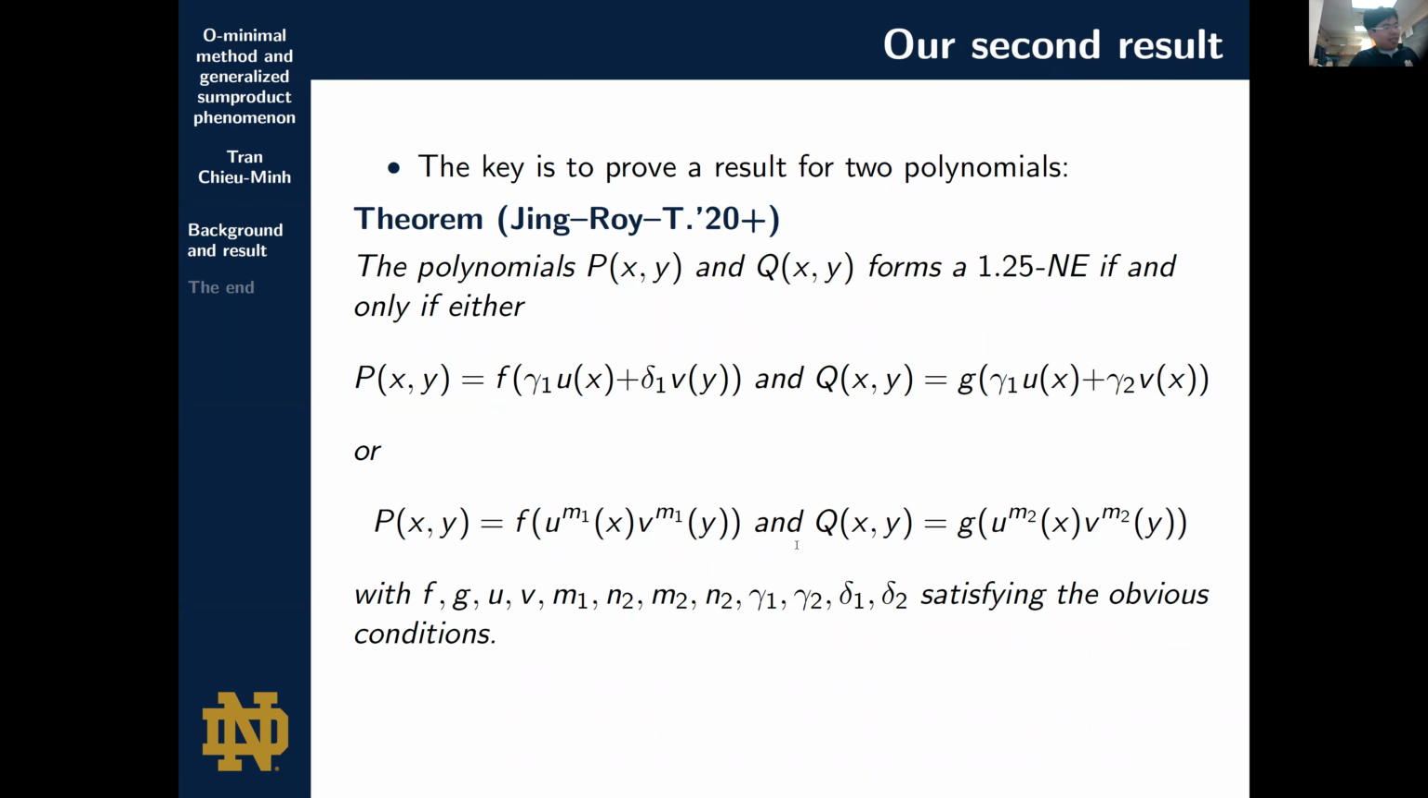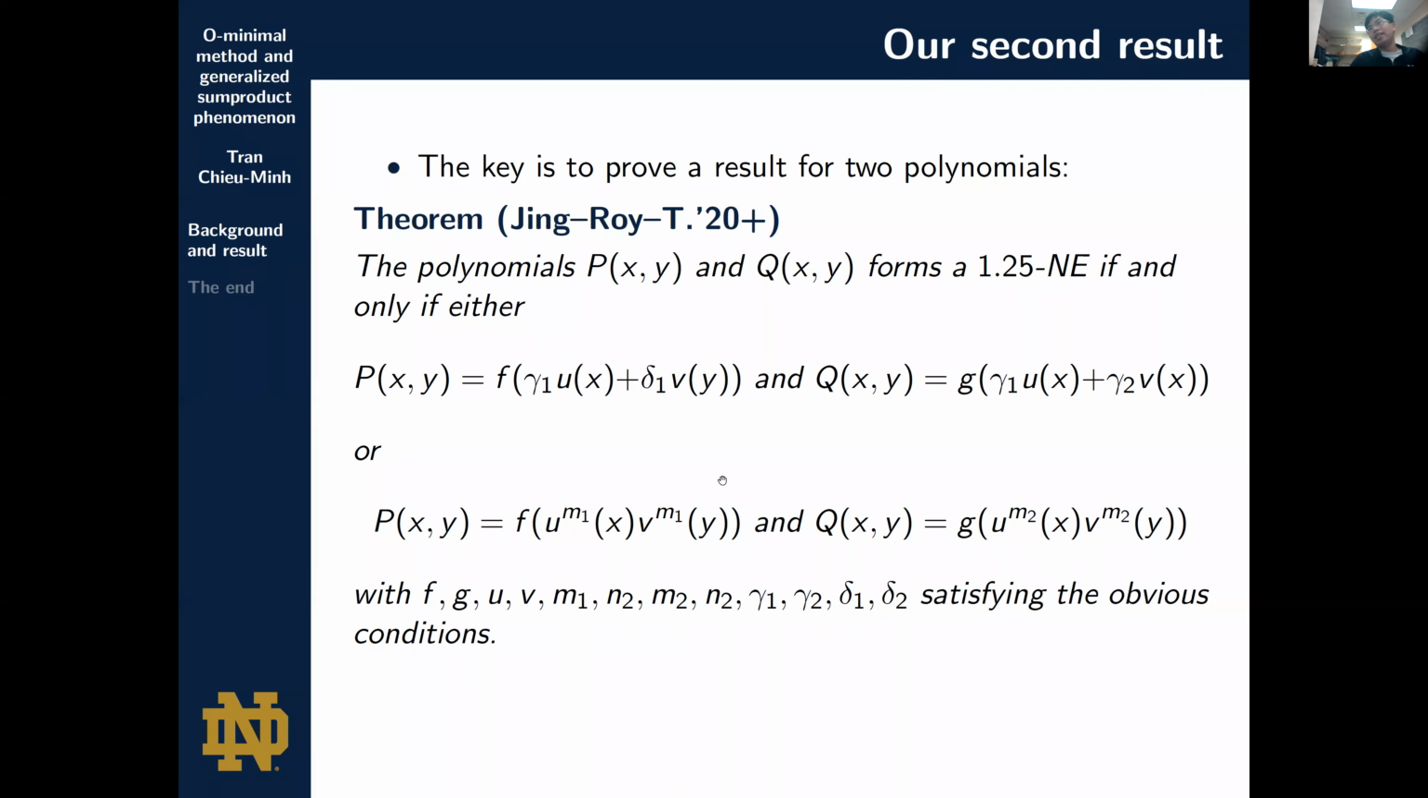And in some way, this is the correct conclusion that one should expect. So one thing that is a bit surprising is that in order for us to prove this symmetric result, we need to prove a result for two polynomials. You want to show that P(x,y) and Q(x,y) form a 1.25 non-symmetric expanding pair if and only if they are either of the additive form or of the multiplicative form. Sorry, there's a typo over here. This should be delta. This is gamma 2 and this is delta 2. So the inner part of this needs to look reasonably similar to the inner part of this, with f, g, u, v only satisfying the obvious condition.